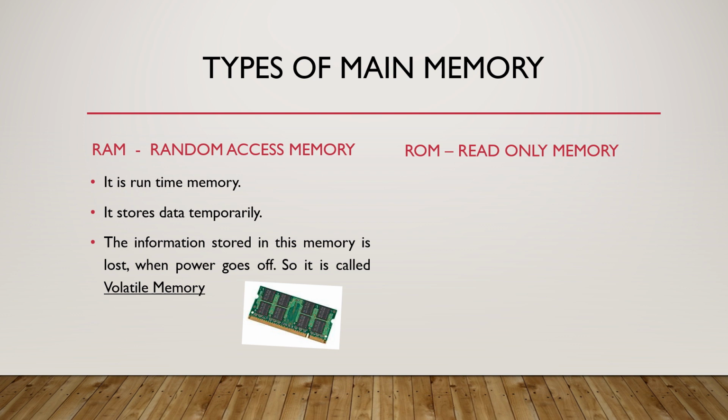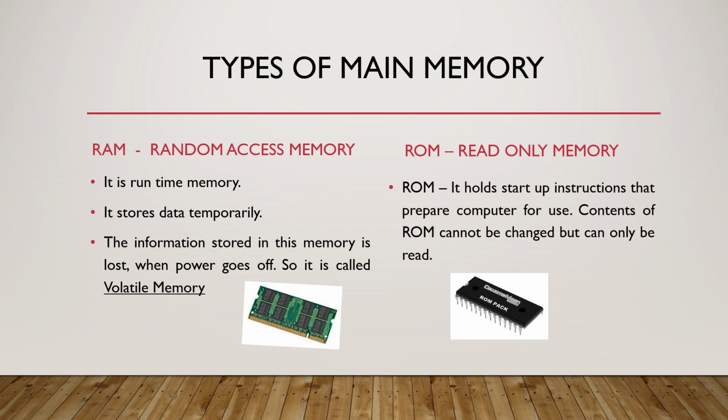The second is ROM, that is read only memory. It holds the startup instructions that prepare the computer for use. As the name itself tells, read only. We can read the contents from the ROM, but we cannot change it and we cannot overwrite it. But it retains the information stored in it even when the power is switched off. That is ROM. But in RAM, what happens? The RAM loses its information when the power goes off.